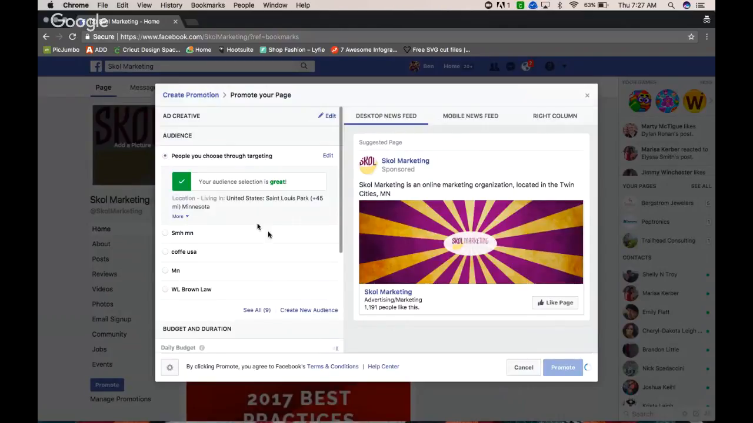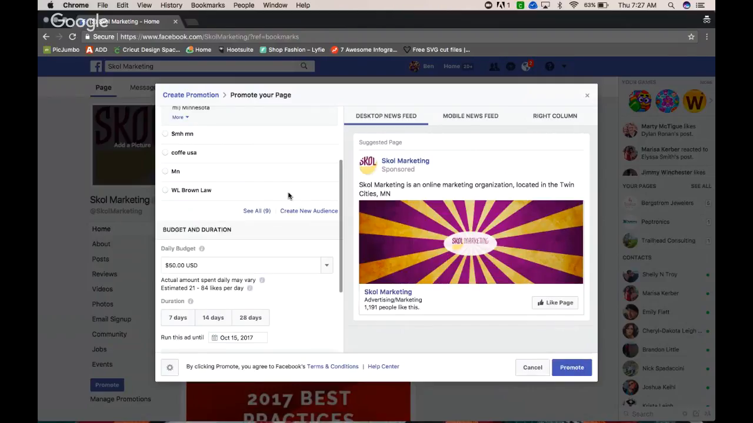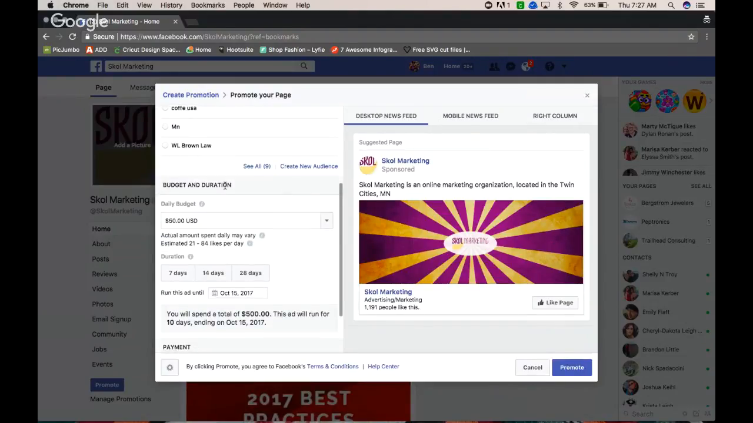So I'm going to hit save. It's going to save it right there. Now, looking at this, it's the same thing we've talked about prior. Now we're looking at the budget and duration. This is another daily budget one. So maybe I only want to spend $5 per day.